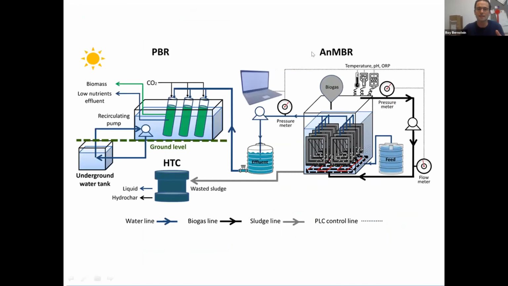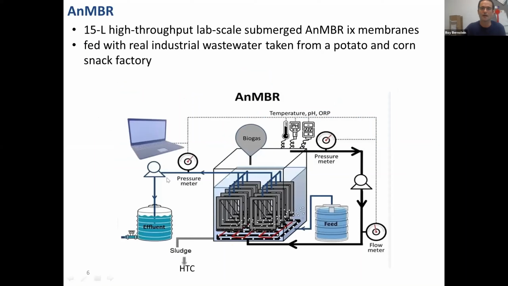This is a scheme of the general process: the anaerobic system, thermoregulator, microalgae growth, and also HTC. This is how the anaerobic reactor looked. It was a 15-liter high throughput reactor, meaning we have several different membranes inside, so we can test the membrane quality. Submerged inside, it is computer controlled, and we control the biogas, pH, temperature, all the variables in the system.